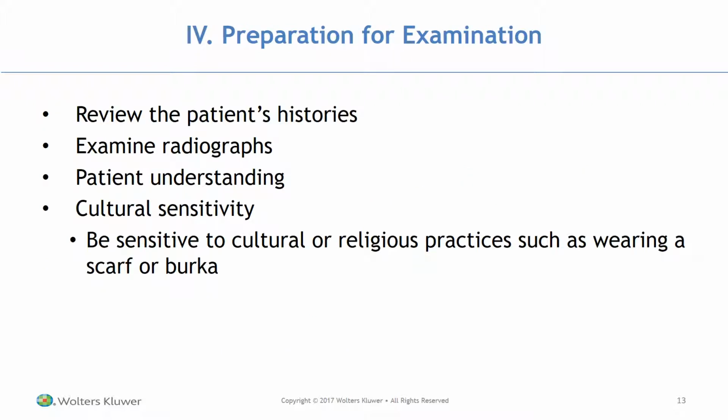All right, so prepping for the exam. First, you want to review the patient's medical, dental, and social histories. You want to examine the radiographs to check for any pathologies there, any decay or bone loss. And then we want to explain the procedure and what we're going to be doing to our patient.